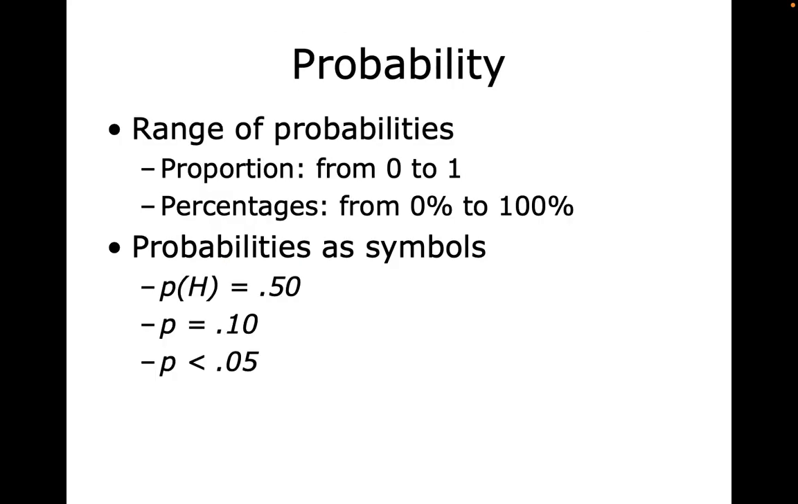We also learned about probability. Probabilities take on a range, and so when expressed as a proportion, a probability can range from 0 to 1, and when expressed as percentages, probability can range from 0 to 100. Probabilities are expressed as symbols. So for instance, we learned that we can express the probability of a coin landing on heads as 0.5. We can express that the probability is equal to something, or we can express a range like a probability is less than 0.05 or less than 5%.